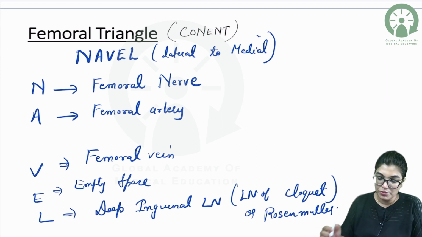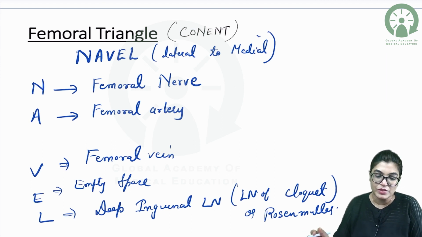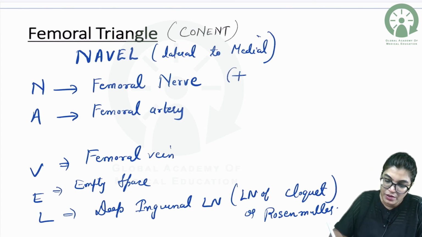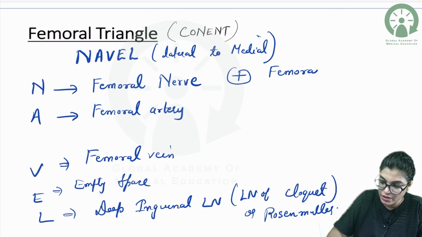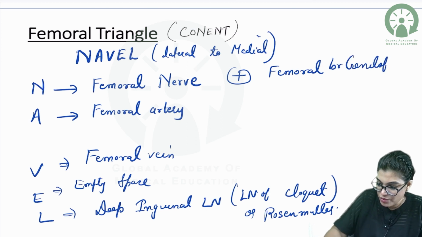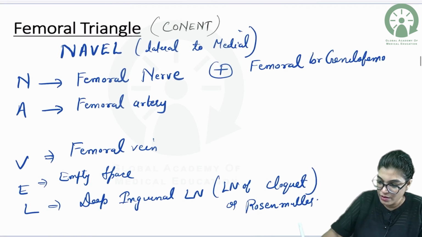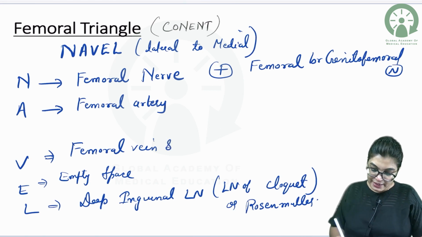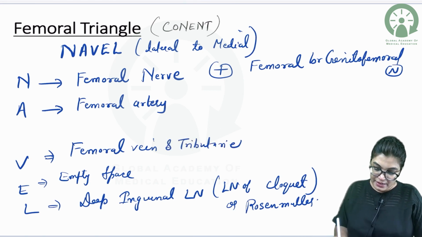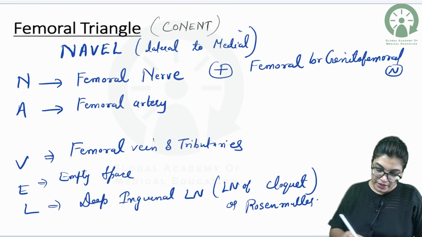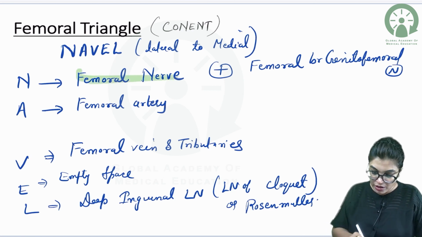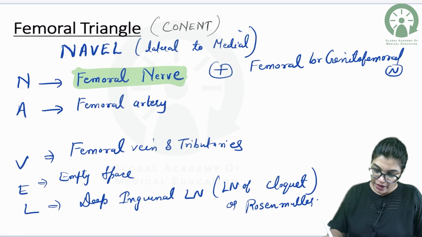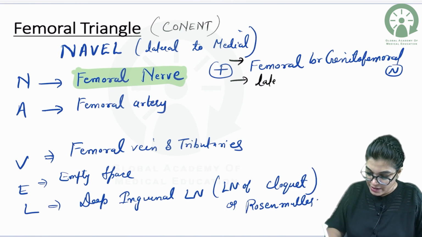Now, along with the femoral nerve, the other nerves which are also seen here: there will also be the femoral branch of genitofemoral nerve. Femoral vein and its tributaries will be lying as a content. If I talk about the most important content here, it is the femoral nerve, but a few other nerves are also forming the content. So here you can write down, add on more contents. One is the femoral branch of genitofemoral nerve, the other is lateral cutaneous nerve of thigh.